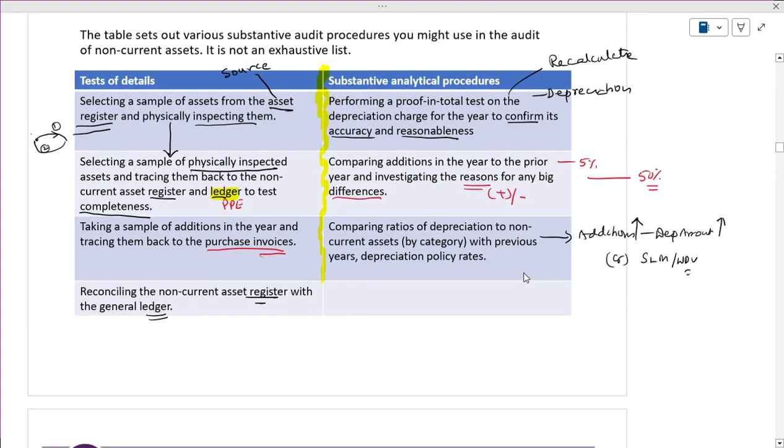But we are clear already about this? Compared with the ledger. Pardon? In step 2, we already compared with the ledger. So we have to inspect in the general ledger as well.